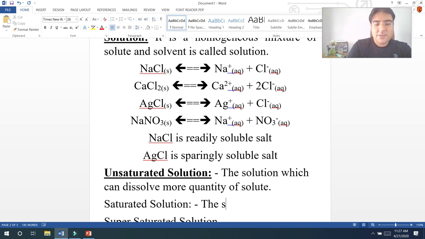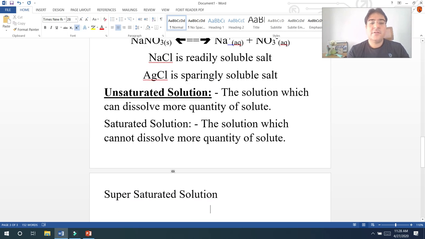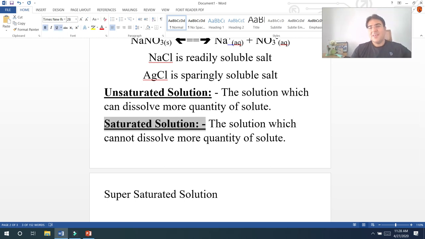The solution which cannot dissolve more quantity of solute is known as the saturated solution, which cannot dissolve any further. Nowadays in Ramzan, you must be making sharbat. If you don't make it unsaturated, it will be too sweet. So it's always an unsaturated solution of sugar. If you dissolve too much sugar, that will be called saturated.